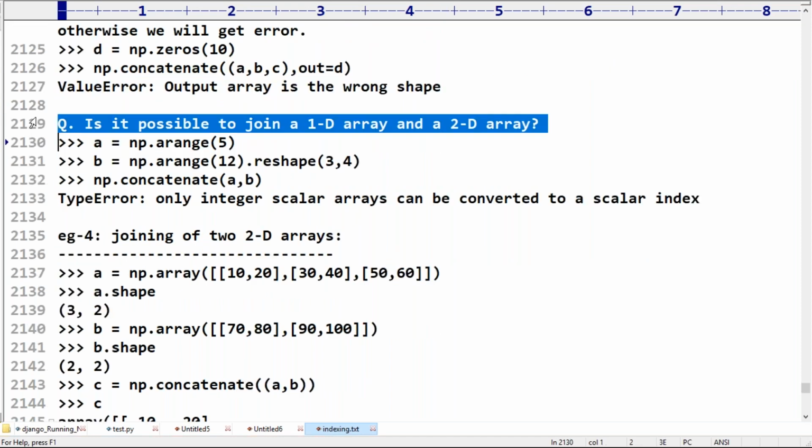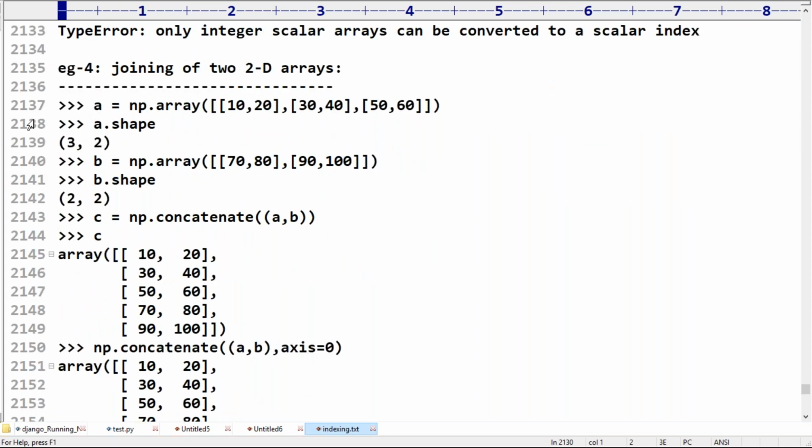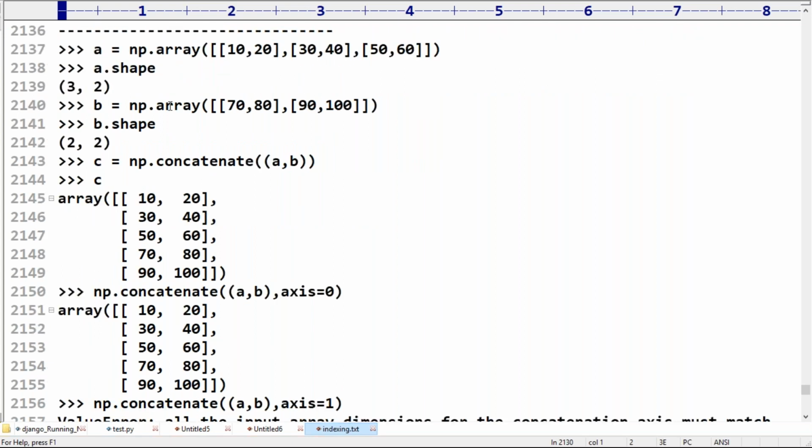Next, is it possible to join a 1D array and a 2D array? No. If you want to concatenate, compulsory both arrays should have the same dimension. Correct, right? Please confirm. Next, joining of 2D arrays. Yes, here this is very important, sir.